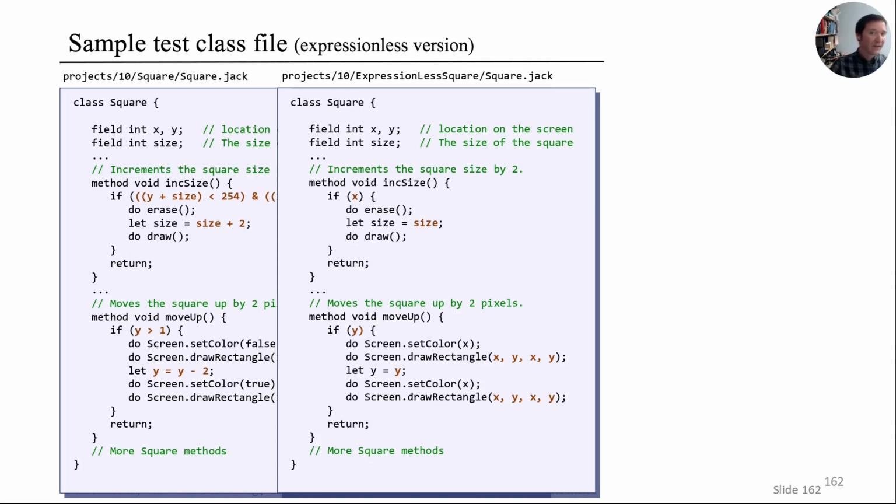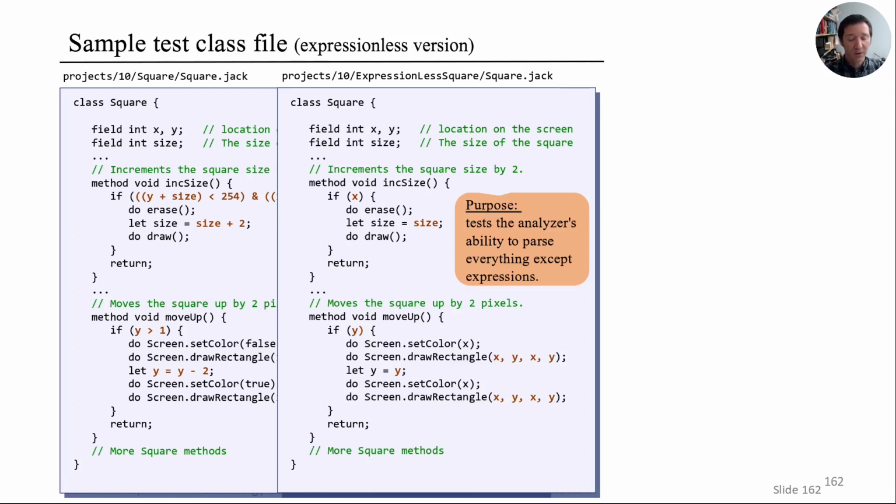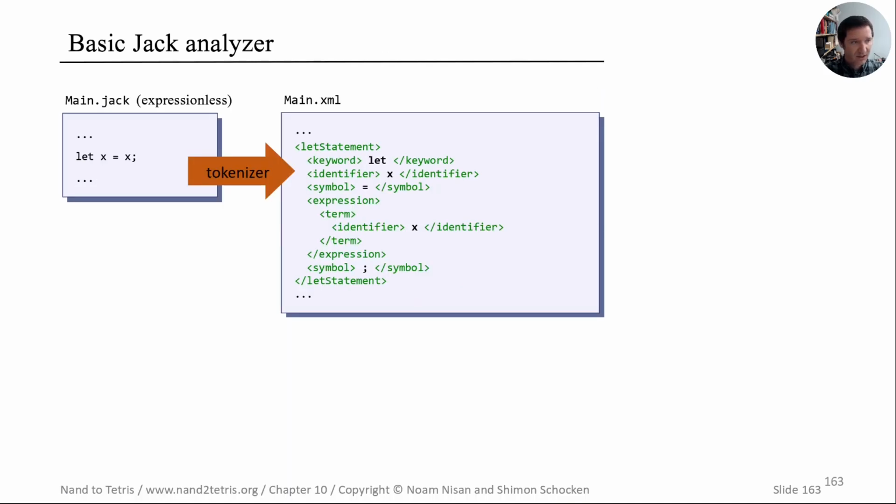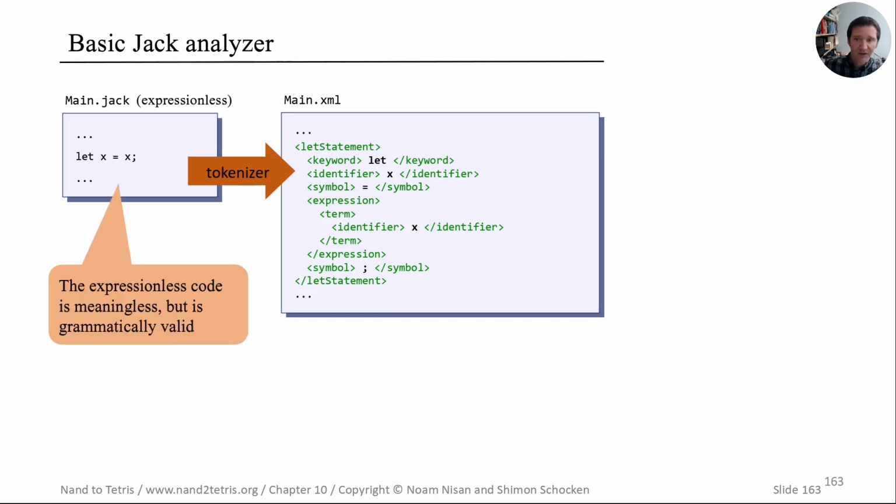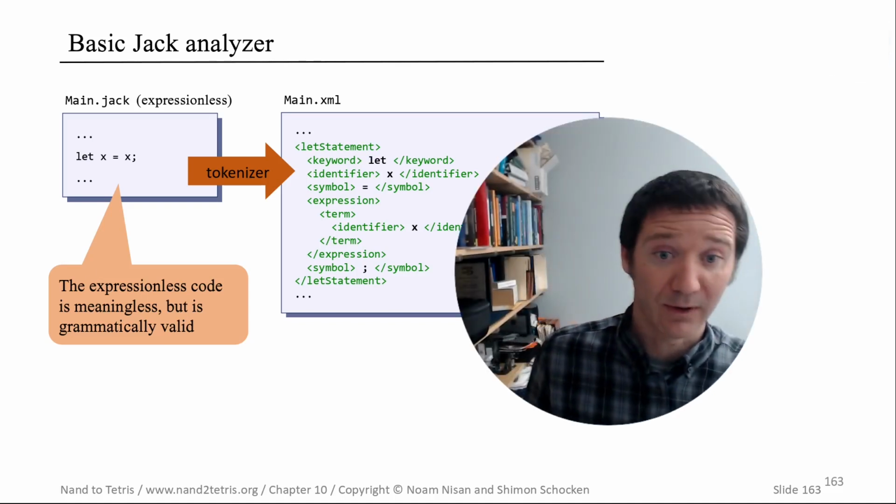That's there to help you not have to worry too much about some of the recursive elements, and just go through, and after you have the tokens, you can run the expressionless versions with your compilation engine to see how things are working. The purpose is so that you can test the analyzer's ability to parse everything except for some of these expressions. So here's what the expressionless version might look like: let x equals x. You can then run that into your XML file, and that lets you know if it's working. This is meaningless in terms of what the code is, but grammatically it is still valid, and that's for you to check. So anyway, there you go.